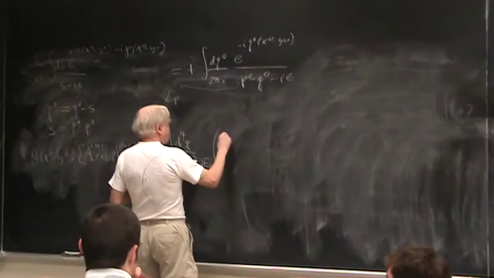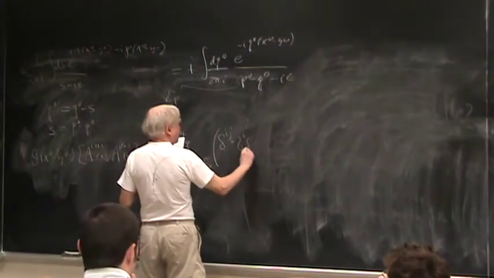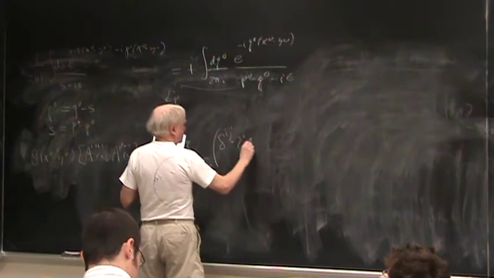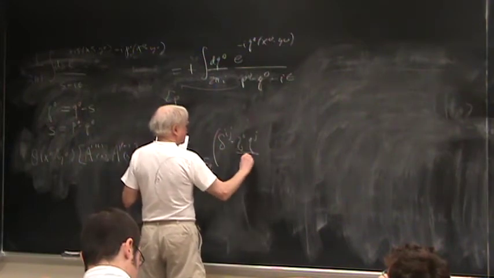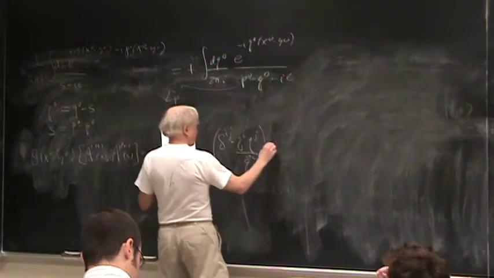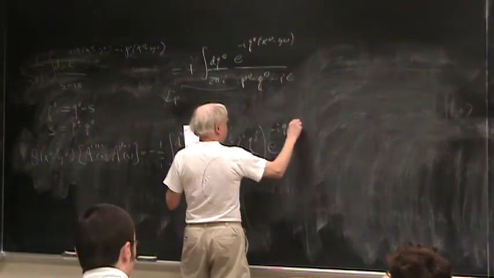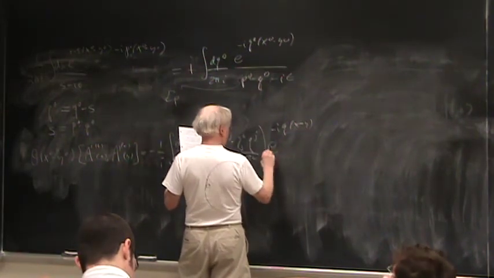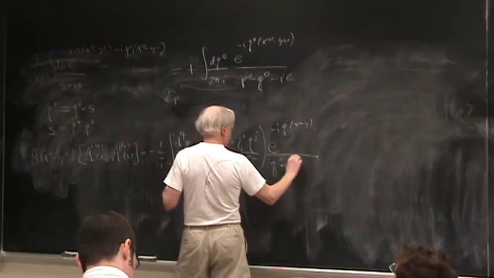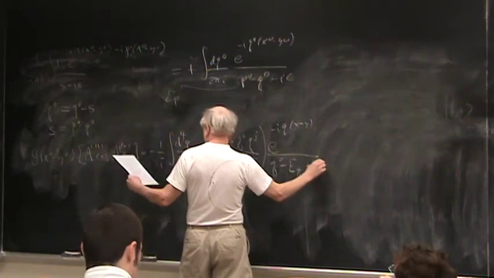And then this is going to be delta_ij minus q_i q_j over q vector squared e to the minus i q (x minus y). And now we have here q0 minus E_q plus i epsilon.